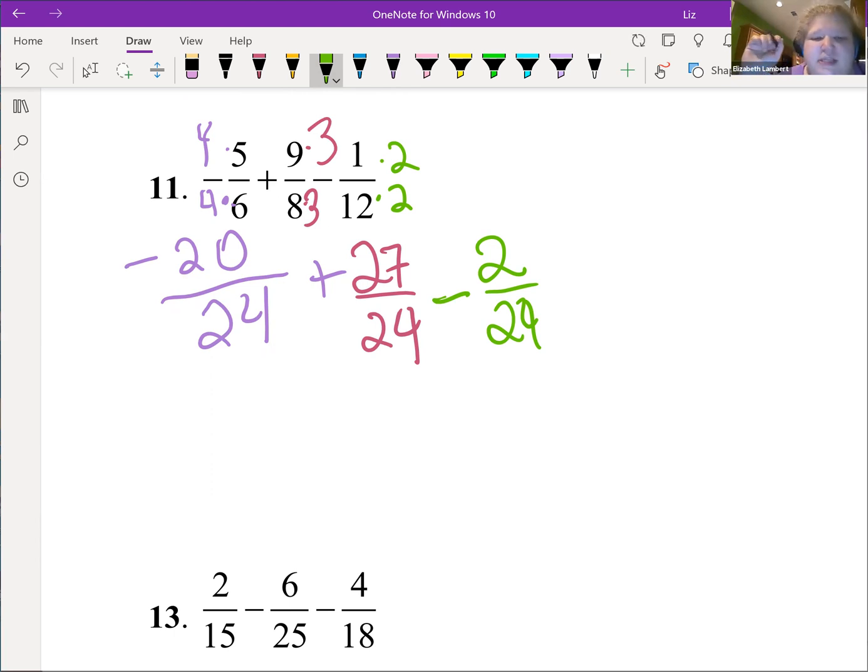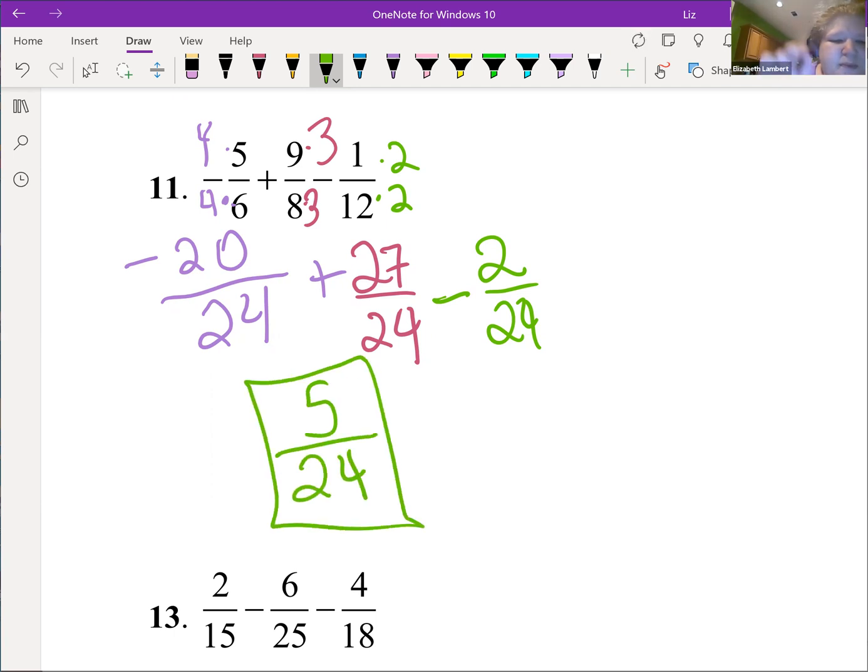Now all the things are the same, I can crunch this. So negative 20 cancels out positive 20, leaving me with 7, and 7 minus 2 is 5. And 5 and 24 have nothing in common, so that is done.